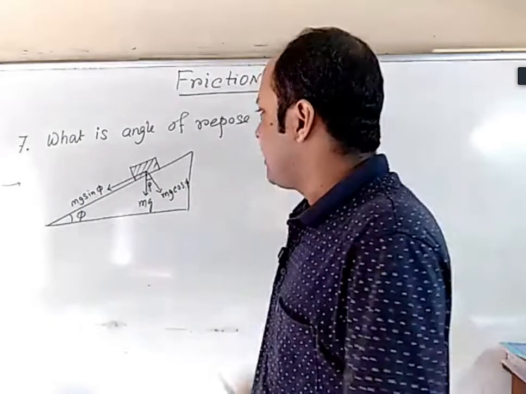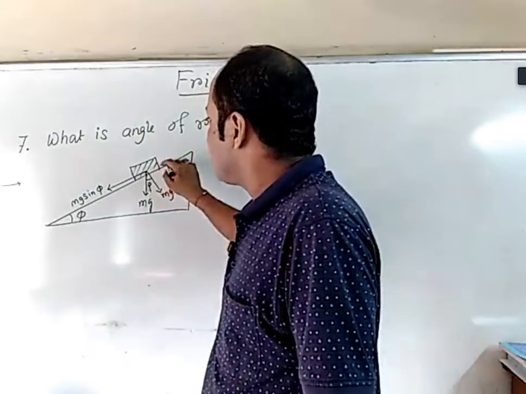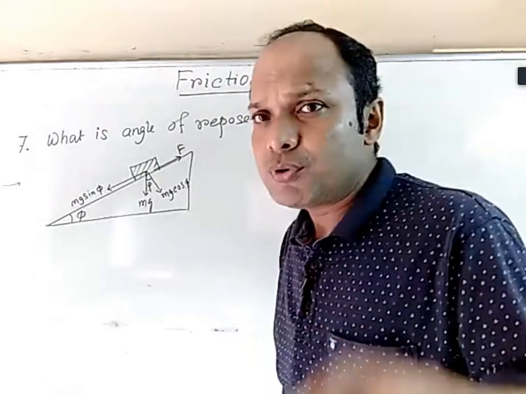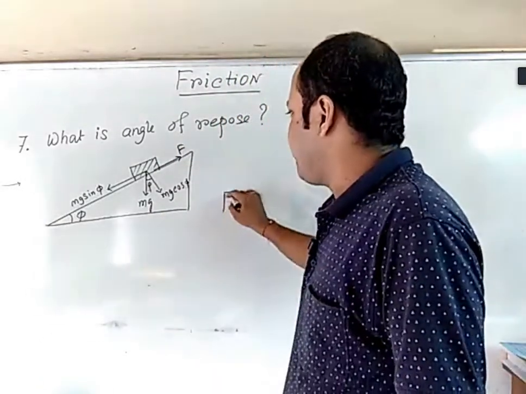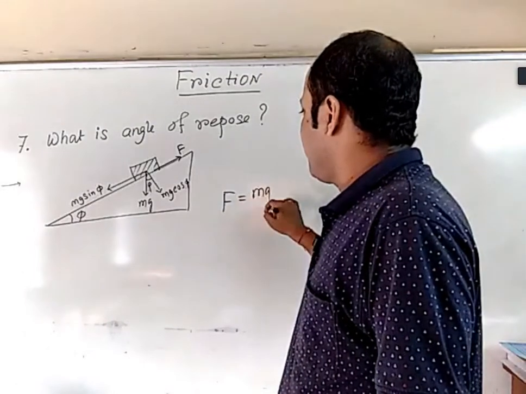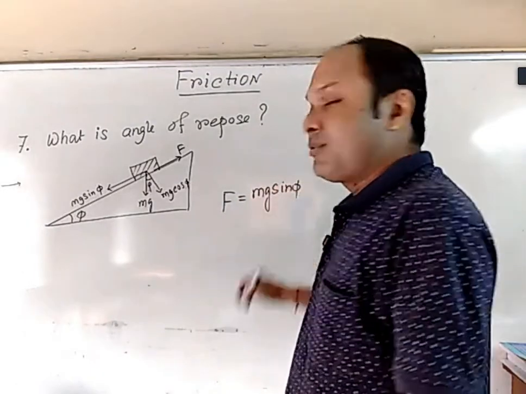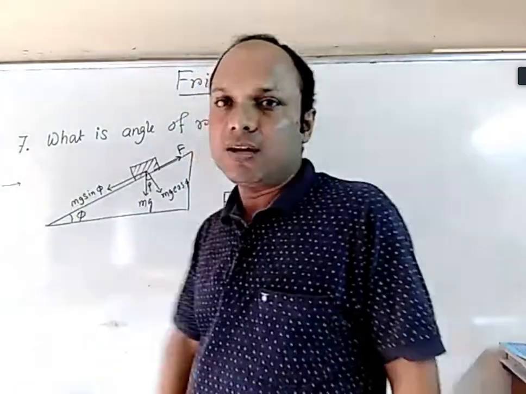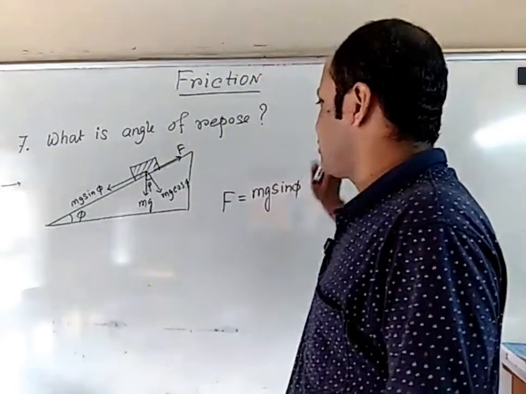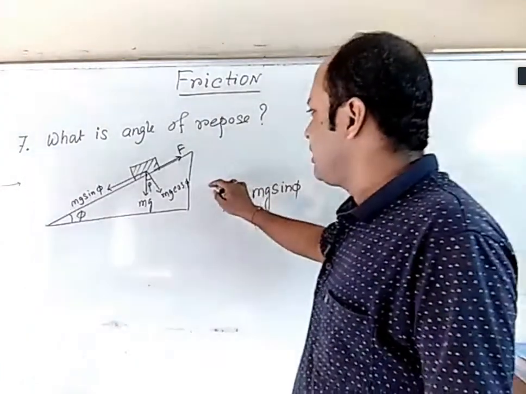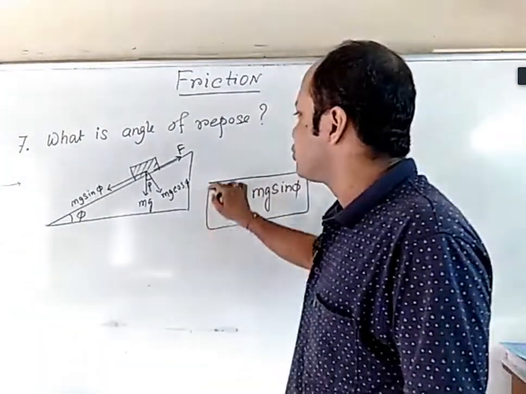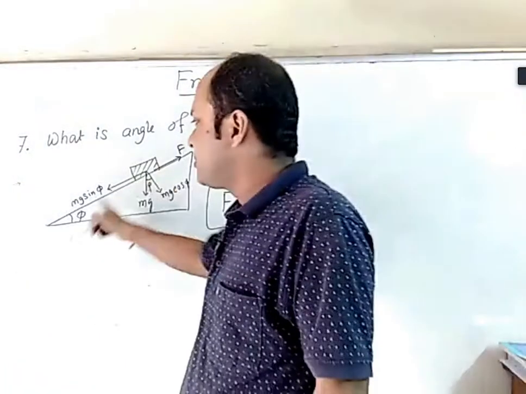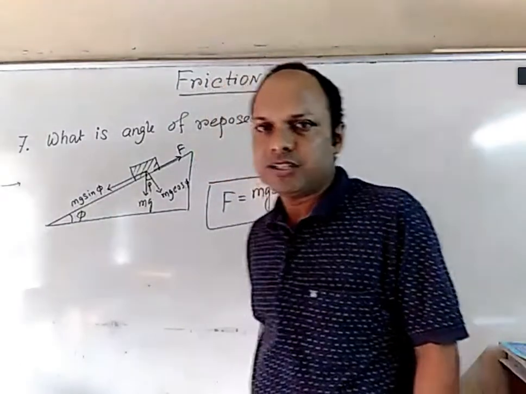And if there is a frictional force F acting in the upward direction, then F will be mg sin phi when the object is not sliding down. In that case, this is equal to this. Clear? So, in case of angle of repose, the frictional force should be equal to mg sin phi, the force acting in the downward direction.